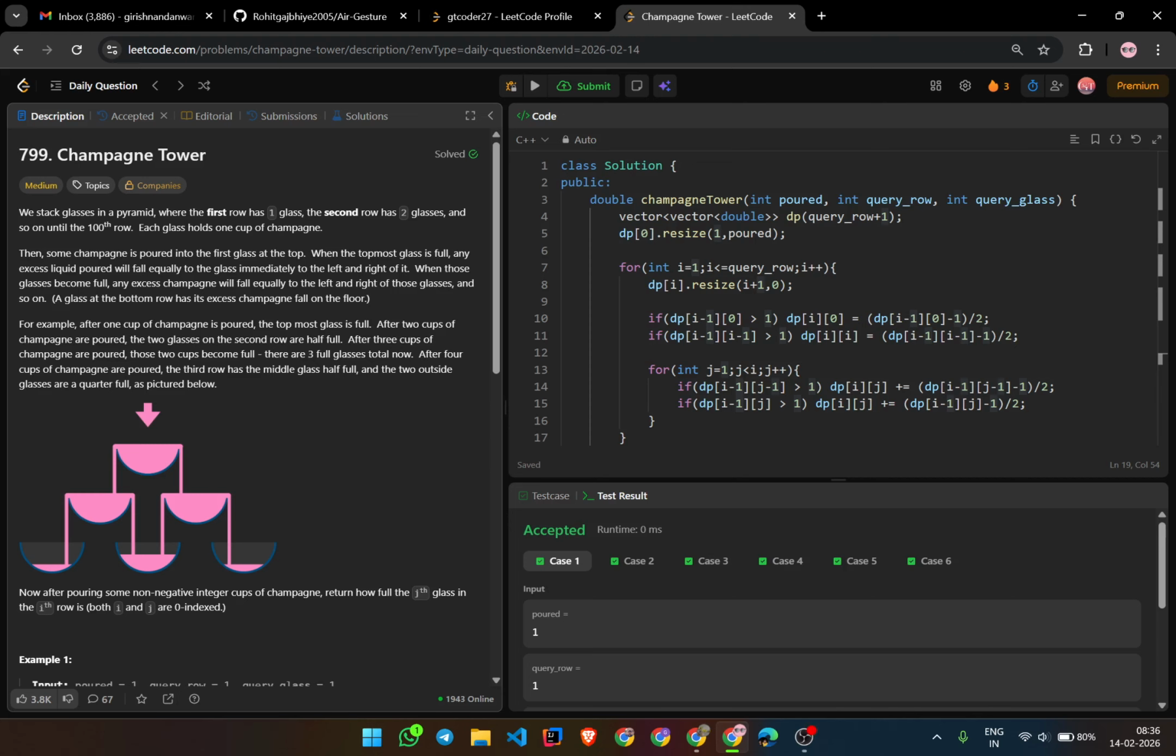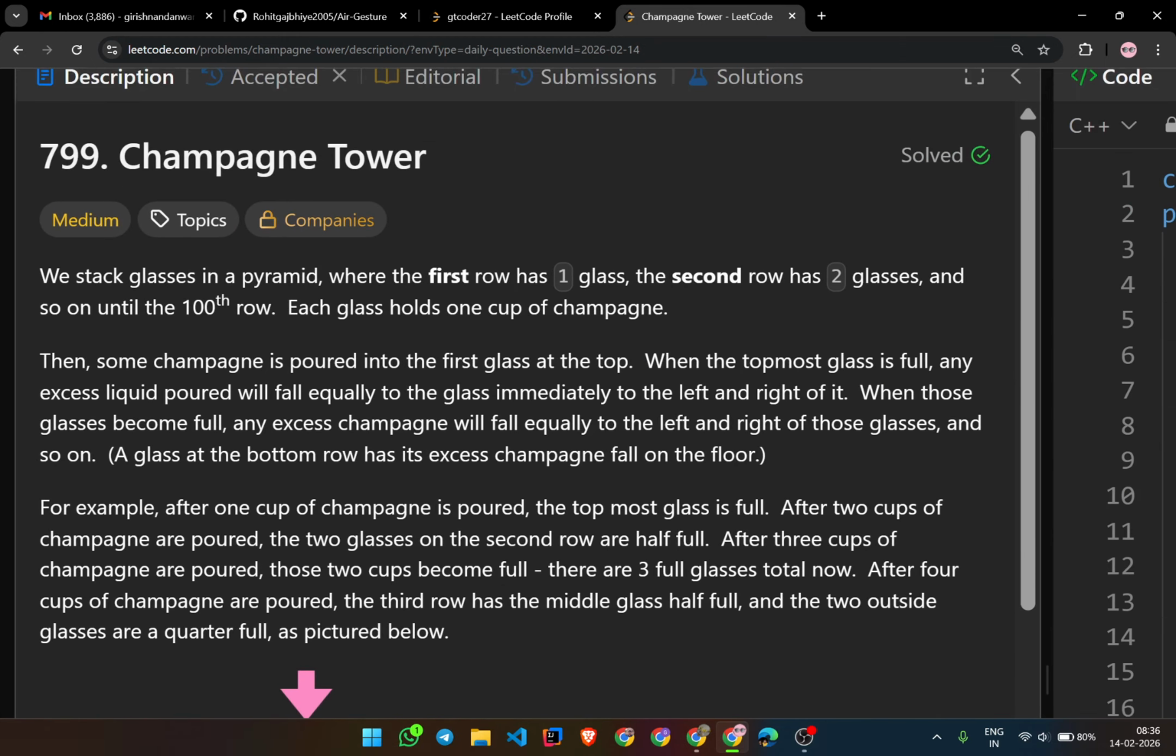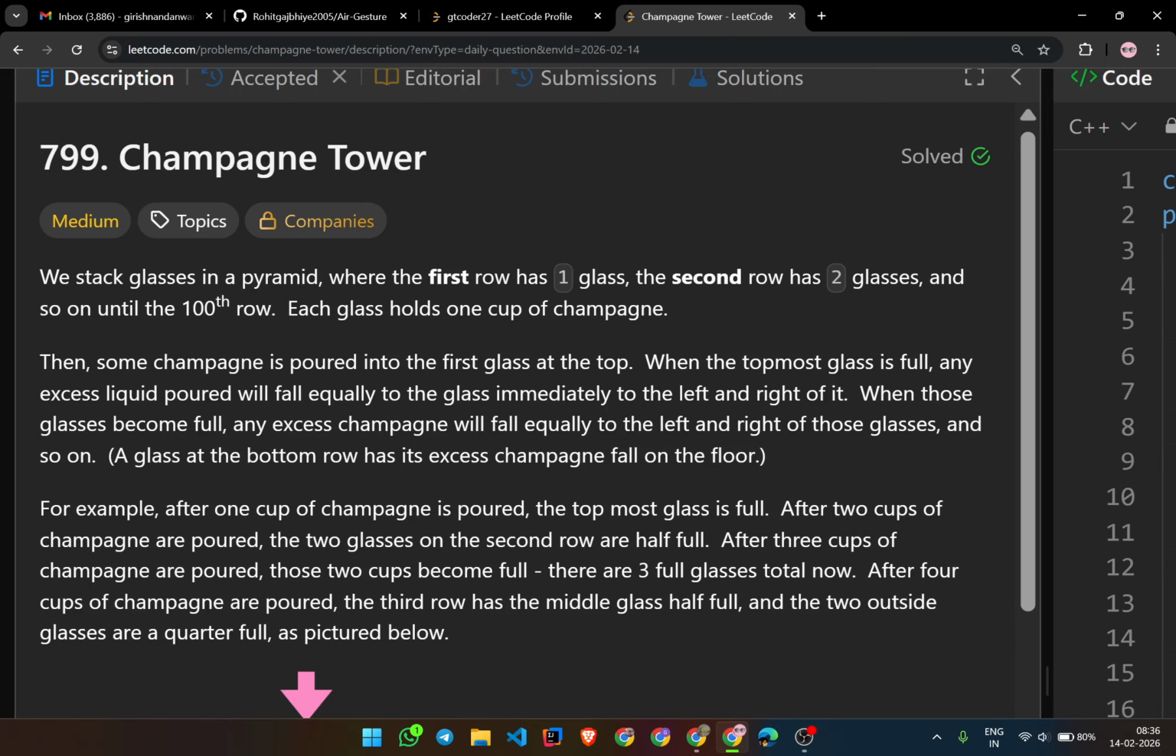Hello guys, today we will see the Leetcode problem number 799, which is Champagne Tower. Let's read the question. What does the question say? We stack glasses in a pyramid where the first row has one glass and the second row has two glasses, and so on, until the 100th row.